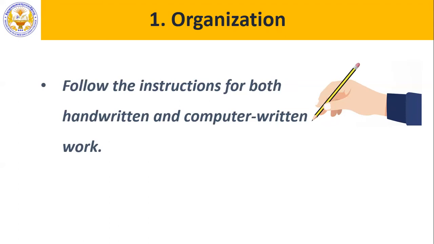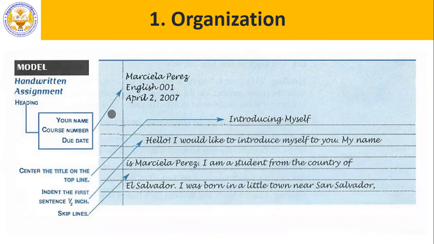Follow the instructions for both handwritten and computer written work. This is what we call academic writing. You have to follow the instructions. Let's look at the instructions one by one. This is the model of a handwritten assignment.